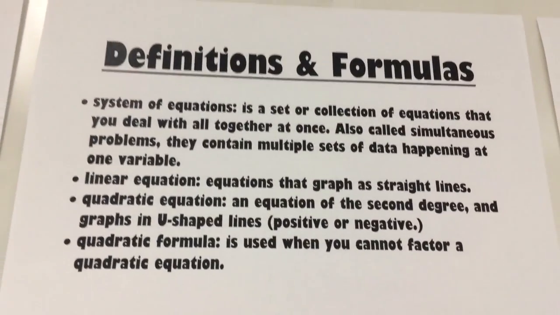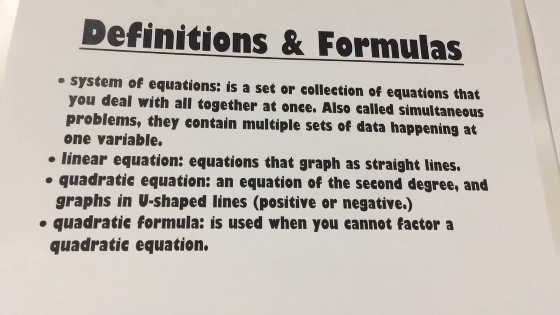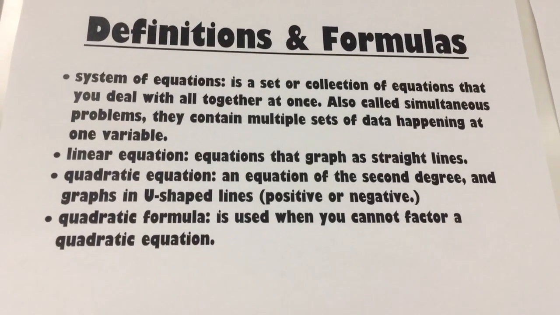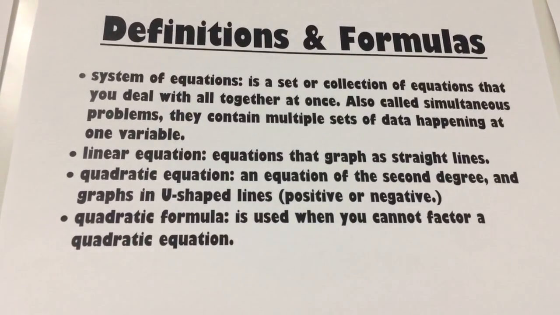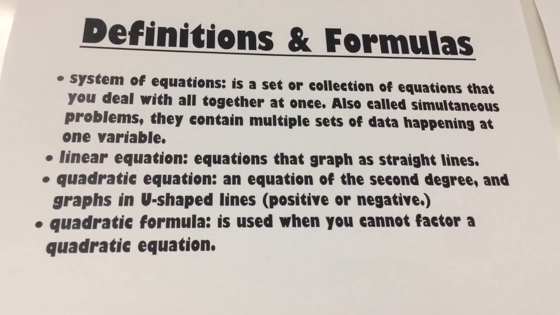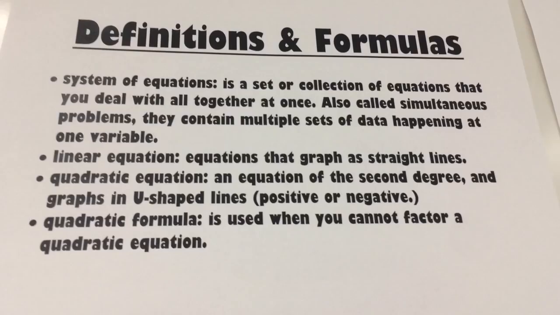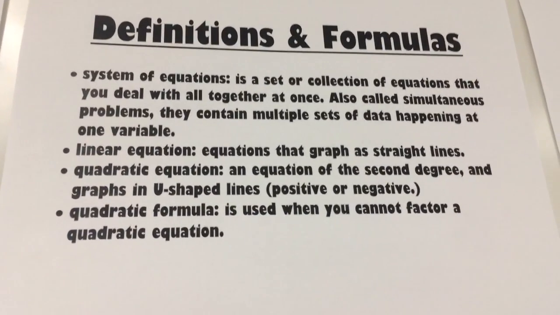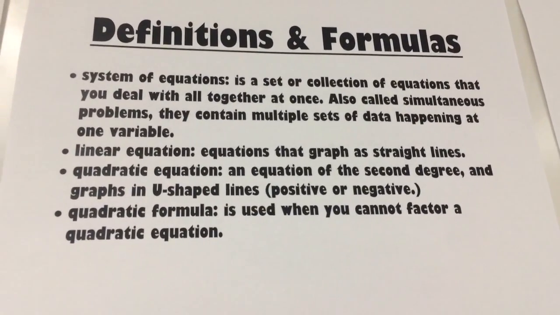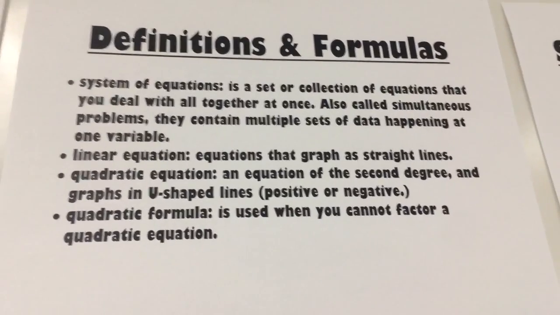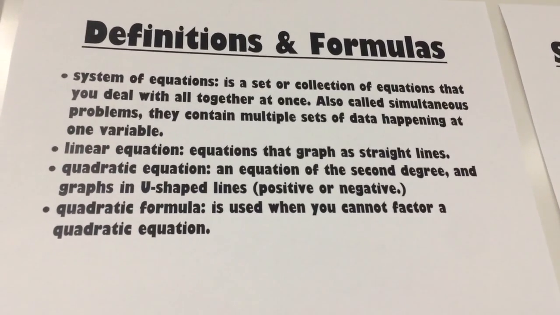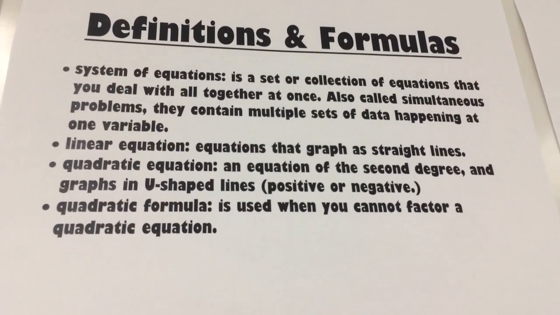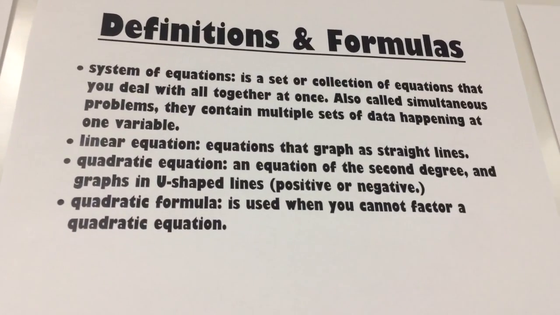For the definitions and formulas, a system of equations is basically a set or collection of equations that you deal with all together at once. They're also called simultaneous problems, where there are multiple sets of data happening at one variable. Linear equations are equations that graph as straight lines, obviously, and a quadratic equation is an equation of the second degree and graphs in U-shaped lines, positive or negative.